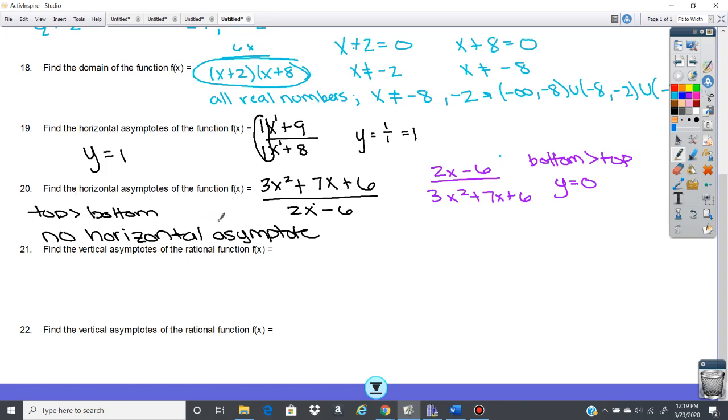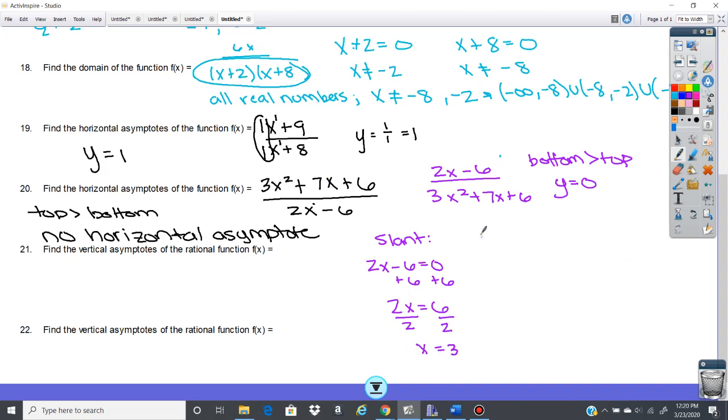Now, in this case for number 20, when there is no horizontal asymptote, there will be a slant asymptote. The slant asymptote is also called an oblique asymptote. It's the y equals mx plus b line, and you get that by doing synthetic division. So for this slant asymptote, for the 2x minus 6 divisor, I would have plus 6, 2x equals 6, x equals 3. So I would divide by 3 into my divisor here.